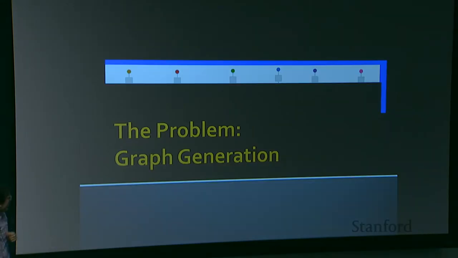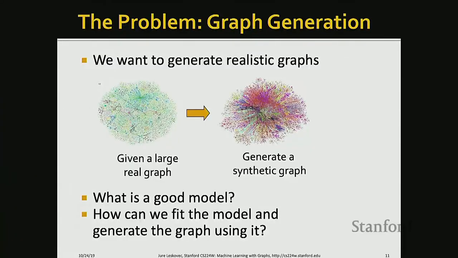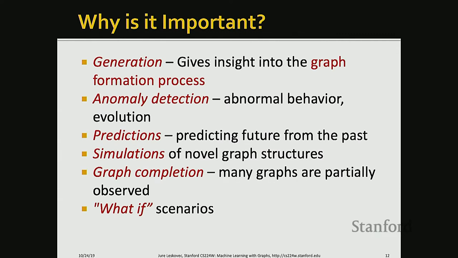Okay? So graph generation, right? We talked about this a bit before, in terms of null models and trying to capture properties of networks that we see in real life. Remember, clustering coefficients and things like that we talked about. What I want to do today is to say, given a graph, I want to generate a synthetic version. The question is, what is a good model? And then the question is, how do I fit the model to generate the graph? The uses of this are numerous, right?